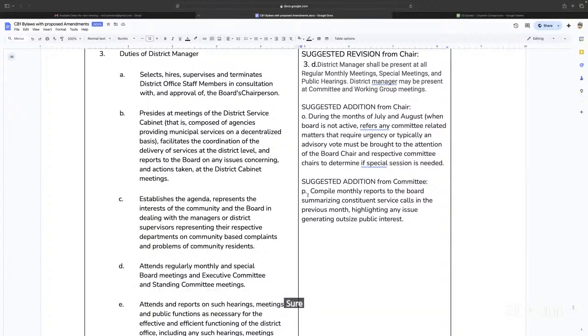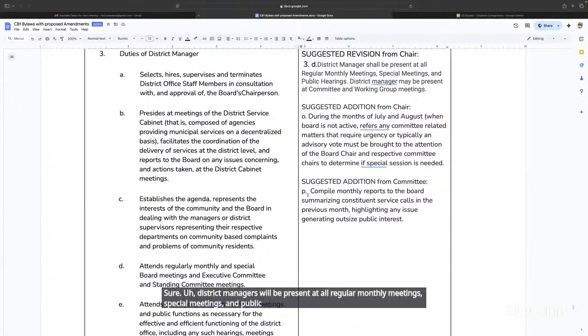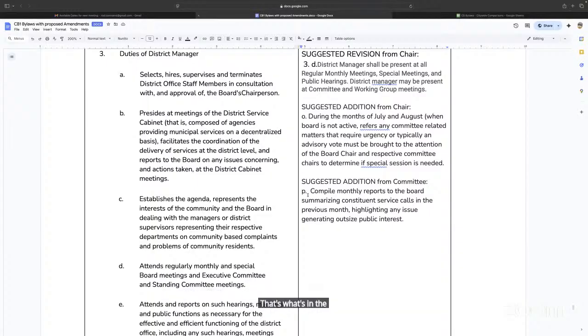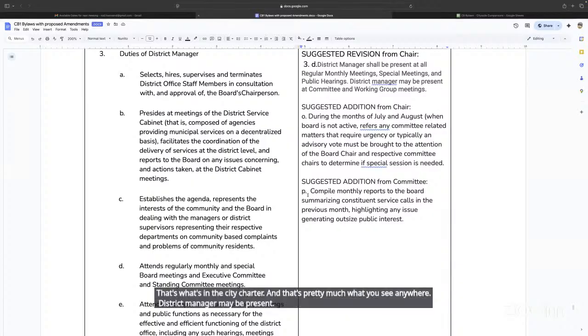Sure. District manager shall be present at all regular monthly meetings, special meetings, and public hearings. That's what's in the city charter, and that's pretty much what you see anywhere. District manager may be present at committee and working group meetings.